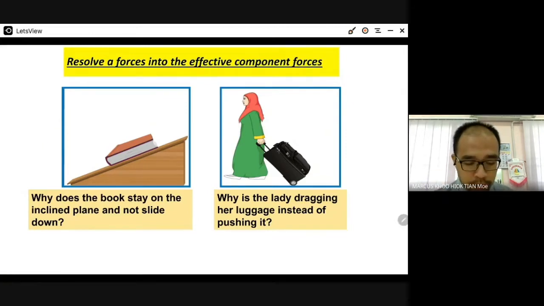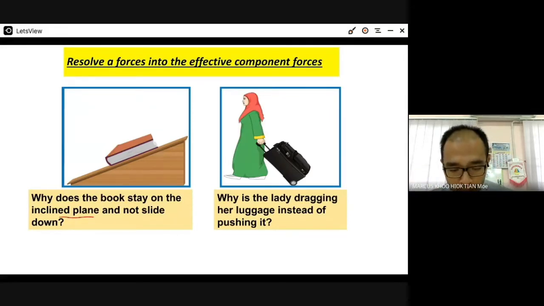Why does a book stay on the inclined plane and not slide down? You see, it is just a book like this, but it cannot move anywhere. So the resolution of forces solves this problem, or helps us to understand how this can happen.